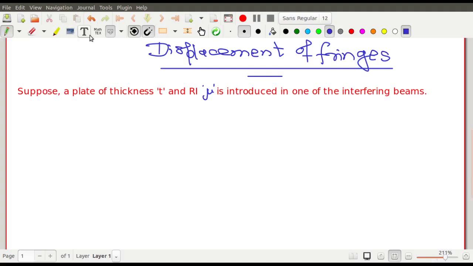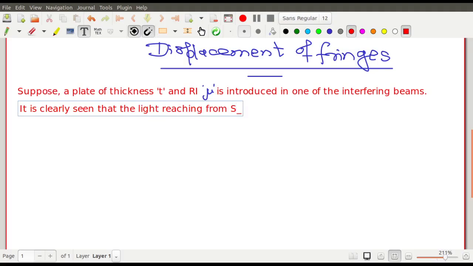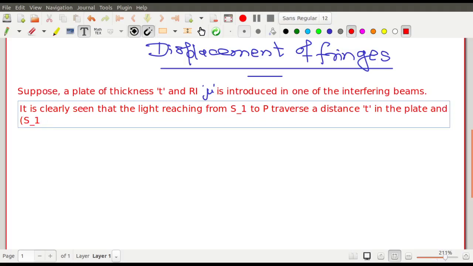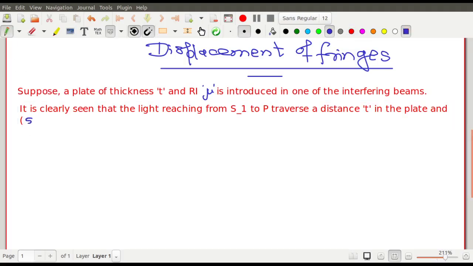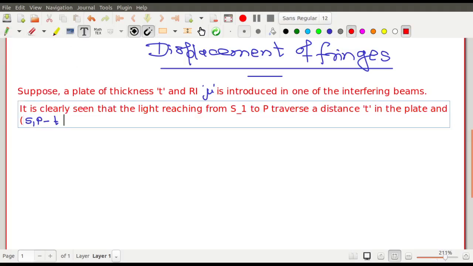So what is seen over here is that, আমি তারপরে লিখছি, it is clearly seen that the light reaching from S1 to capital P traverses a distance T in the plate, and S1P minus T in the air medium.